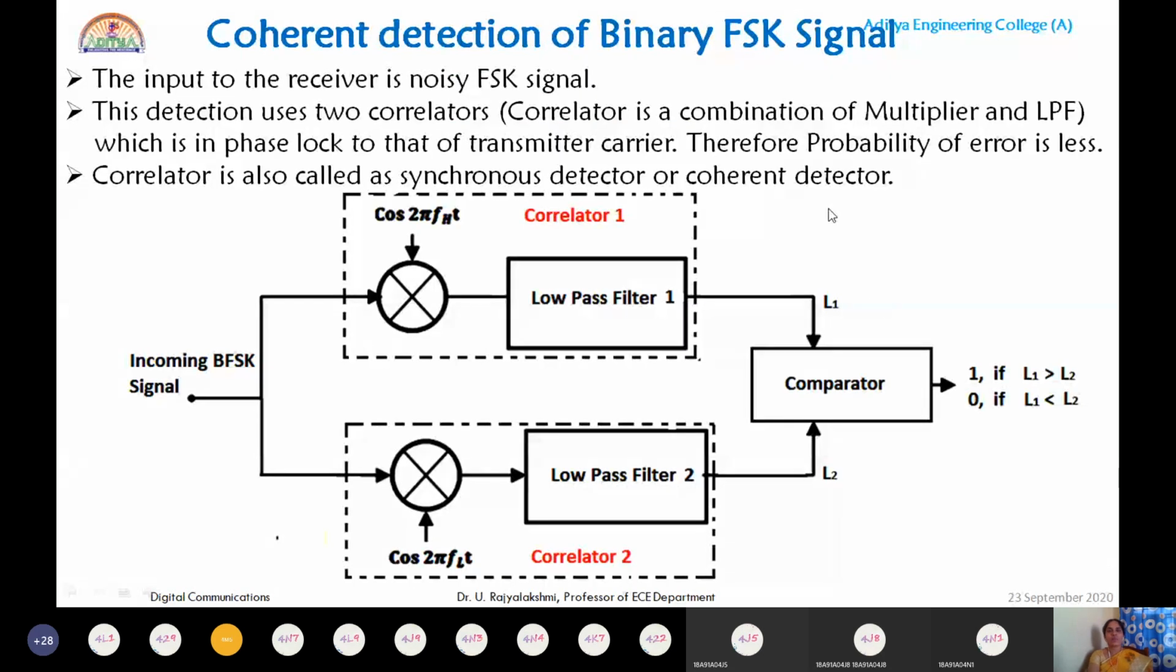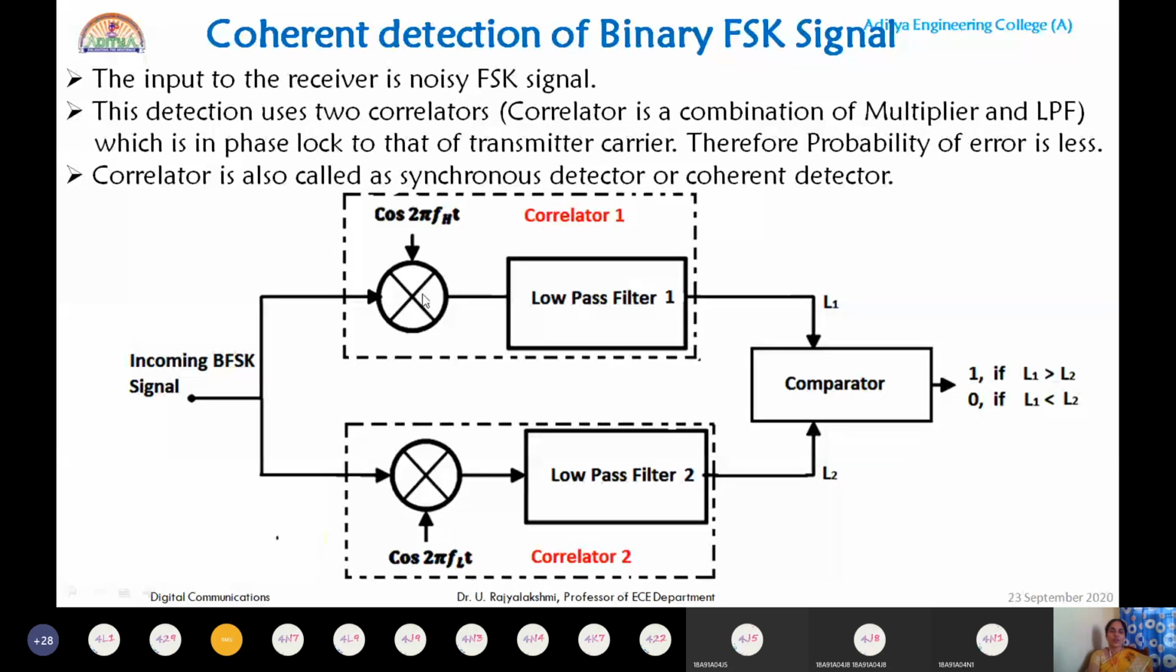Similar to the transmitter section, which used two modulators, the receiver section also uses two detectors. Two synchronous detectors are used, and those detectors are two correlators: correlator 1 and correlator 2. The input to the receiver is the FSK signal, the modulated signal, which is simultaneously fed to both the upper correlator as well as the lower correlator.